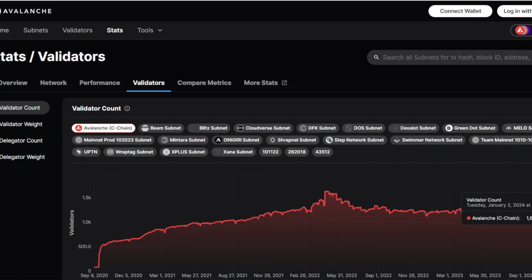Let's explain what validators are before I say the significance of how many validators there are. Validators are those people or resources that actually confirm transactions and can help with the increase of transaction speed and the overall performance of a whole chain and whole subnets.